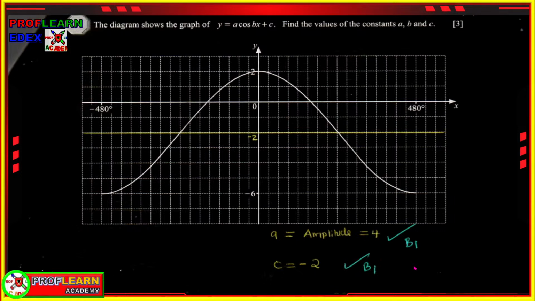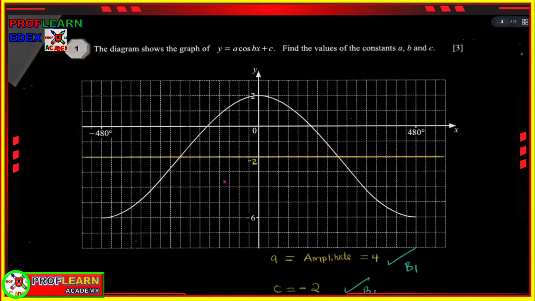For c, the midline has been shifted 2 steps down. So we are going to say c is -2 in that case. This is telling you how the function is displaced on the vertical axis.